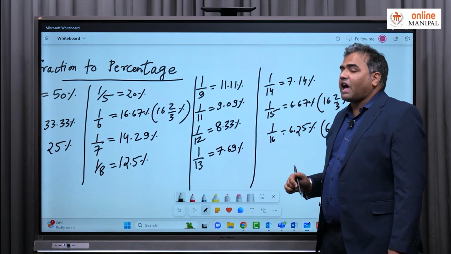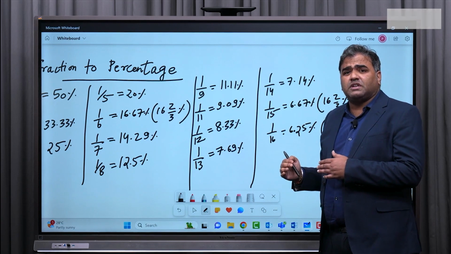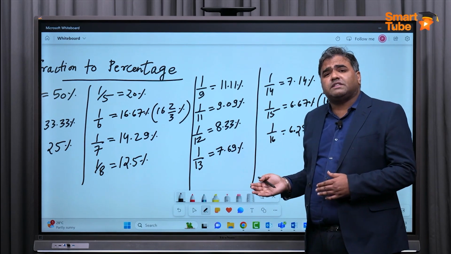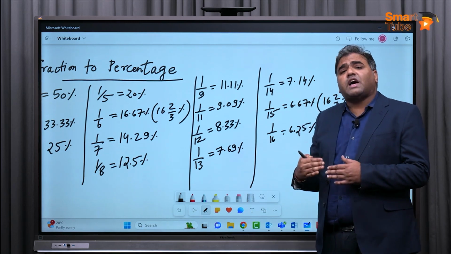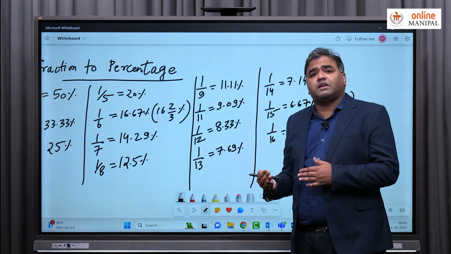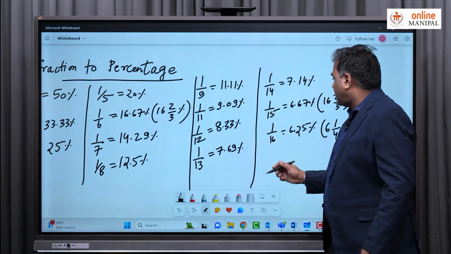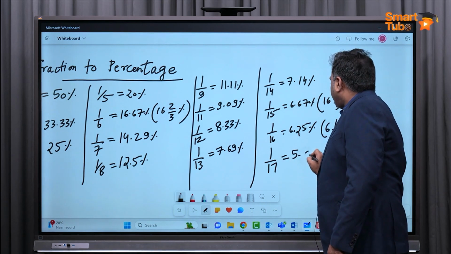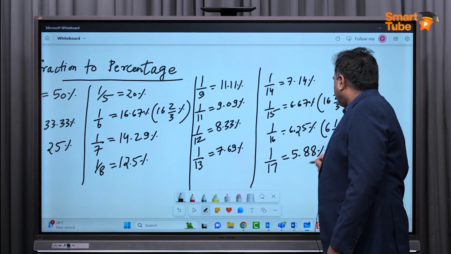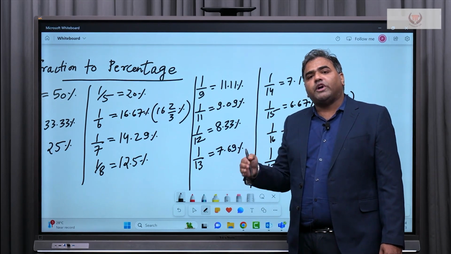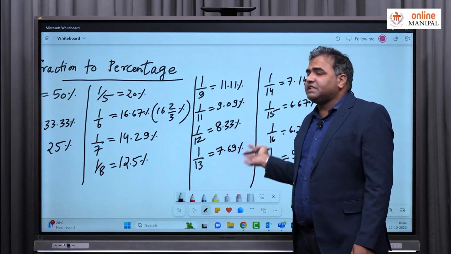If you are targeting certain exams where basic questions will come, if you remember till 1 by 16, that would be more than enough. If you're targeting exams where you can expect much more difficult questions on mathematics, then you need to know further, like what is 1 by 17? 1 by 17 is 5.8823%, 1 by 18 is 5.55%, 1 by 19 is 5.263%. So you have to remember these values.